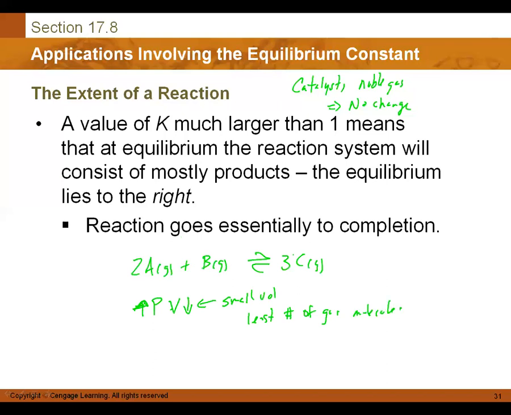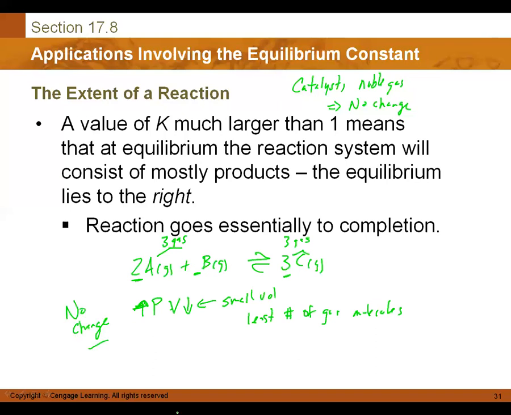Now, on the reactant side, when we count up the total gas molecules, there's 2 there and 1 there. That is 3. When we look on the product side, that is 3 gas molecules. Yeah? They call that a tie, right? There's 3 on each side. So in this particular case, this would be a no change as well.